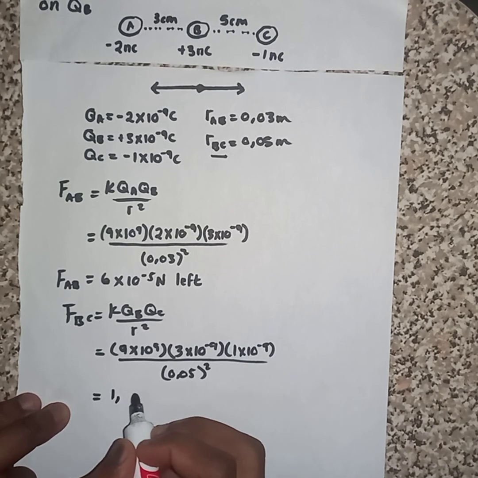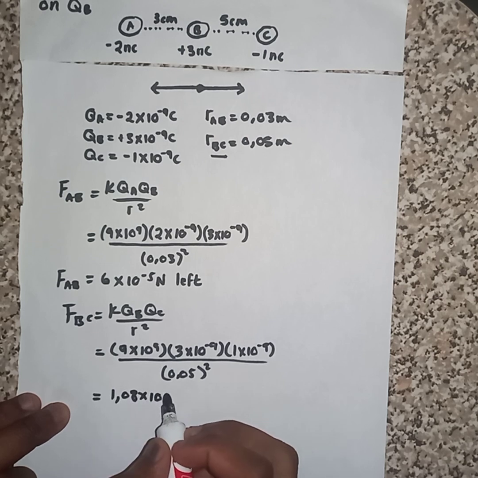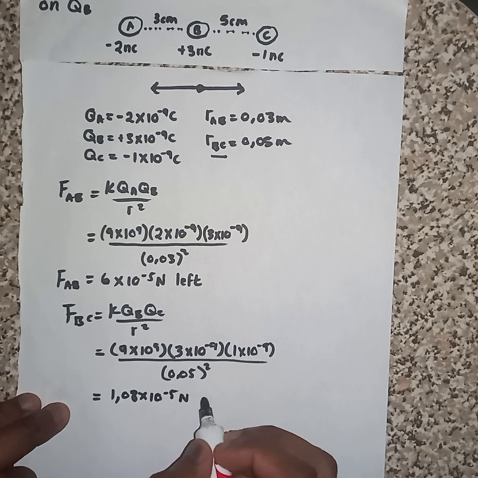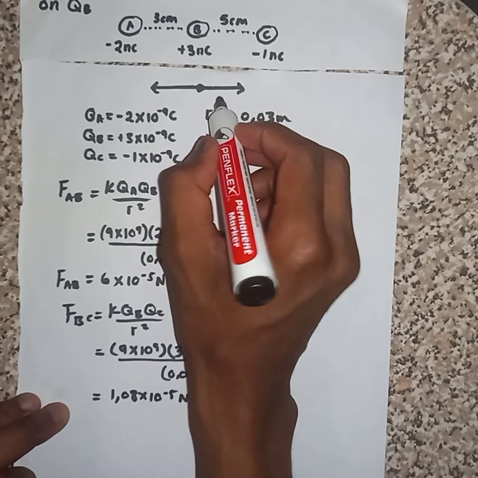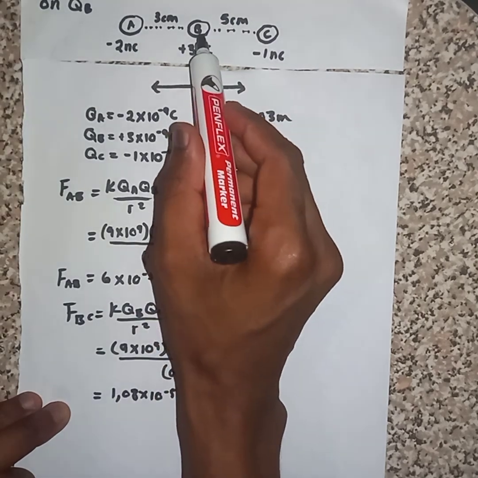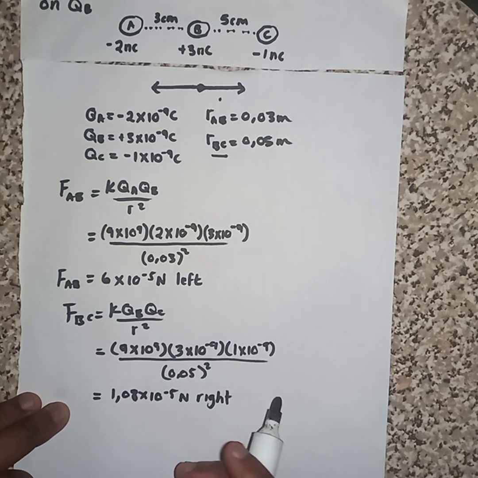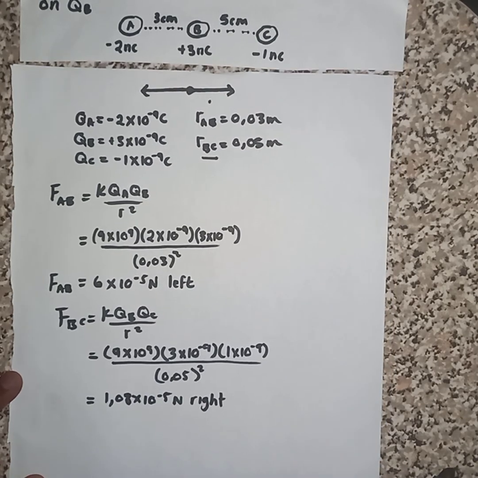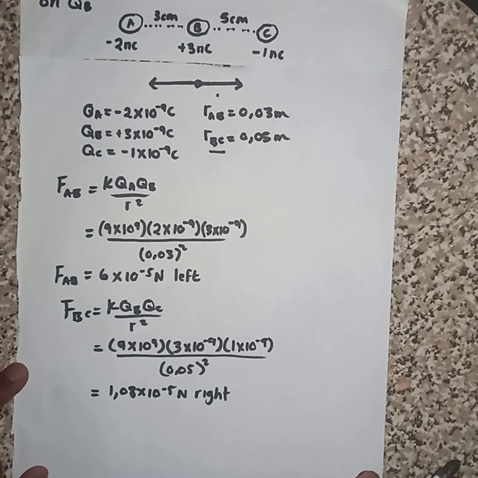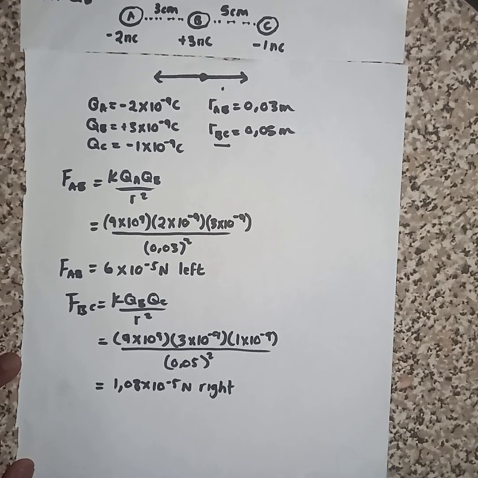We are going to get 1.08 times 10 to the power of minus 5 Newton. Let us indicate the direction for this force. To the right, between B and C. We haven't yet arrived at our final answer. Let us continue now.